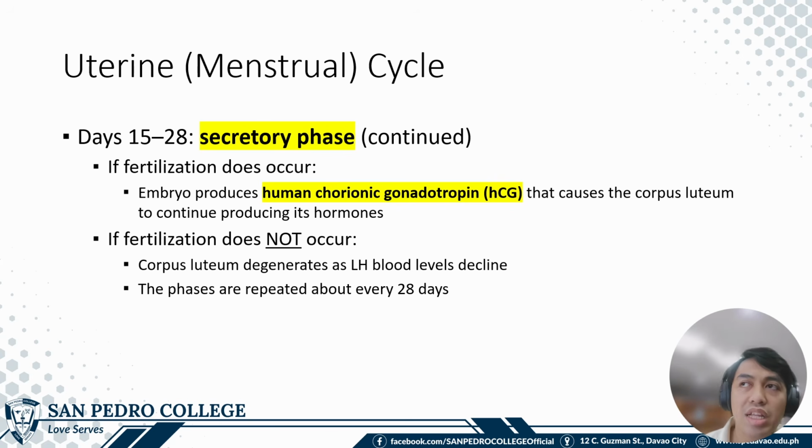If there is no fertilization, or if the sperm cell did not meet the egg cell, the corpus luteum will degenerate, and then there is a decrease in the production of progesterone. Because of the decrease in progesterone levels, mamamatay yung endometrial tissue. Then, hence, there will be a sloughing off again of the endometrium, and the subsequent initiation of the menstruation.